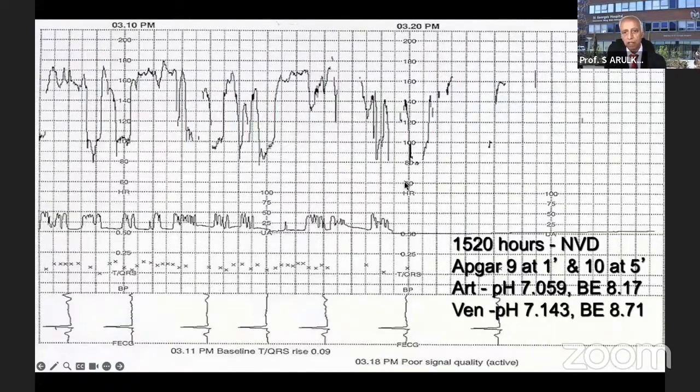And at delivery, the baby had a pH of 7.05, which is not acidotic, and ABGA 9, its pH is on the low side, but it did very well. But if it continued, it would have been acidotic and delivery should have been undertaken.